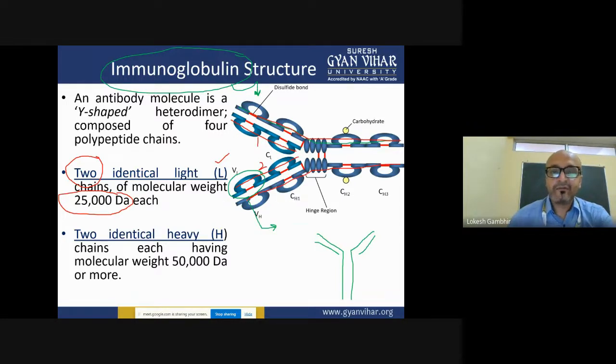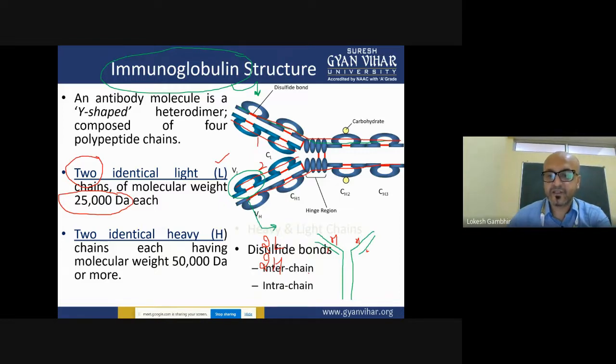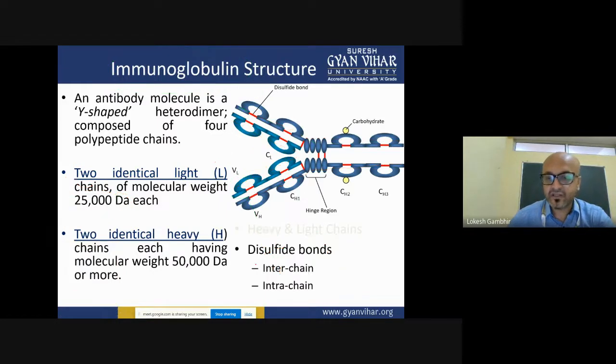Whenever you are understanding the structure of immunoglobulin, please understand that we have two light chains and two heavy chains. It is clear here also, two light chains, two heavy chains, right? Then how are these chains associated with themselves? These chains are associated with bonds called disulfide bonds. Now, what are disulfide bonds?